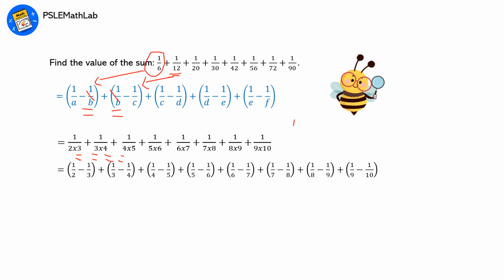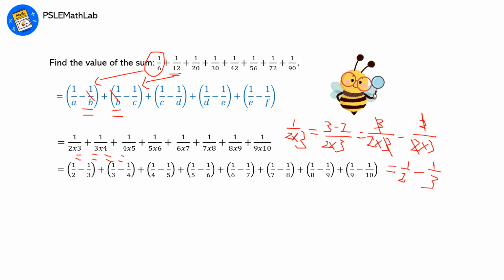I'm going to illustrate. So 1 divided by 2 times 3 equals 3 minus 2 divided by 2 times 3, which is 3 divided by 2 times 3 minus 2 divided by 2 times 3. Then here we are going to divide the numerator and denominator. Here divided by 3, here divided by 2. Then here we have 1 divided by 2 minus 1 divided by 3. So 1 divided by 2 times 3 equals 1 divided by 2 minus 1 divided by 3.